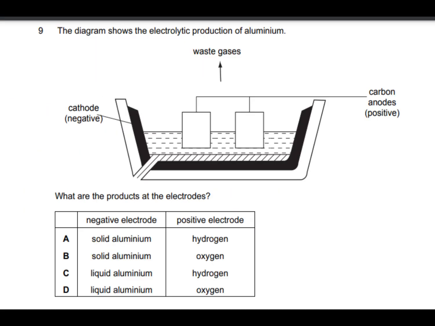Next question is the diagram shows the electrolytic production of aluminium. Here is the diagram. What are the products at the electrodes? The negative electrode is the cathode and the positive electrode is the anode. At the cathode, we have liquid aluminium, and at the anode, we have oxygen formed. So using this information, Delta is the correct option for this question.